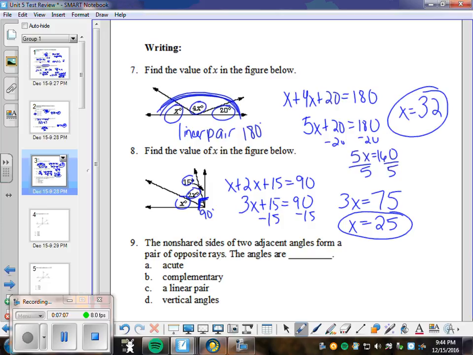Okay, the non-shared sides of two adjacent angles form a pair of opposite rays. The angles are a linear pair. Remember, opposite non-shared sides. Here's their adjacent side. Remember, this one's adjacent. These are the non-adjacent sides. And they go in opposite directions.